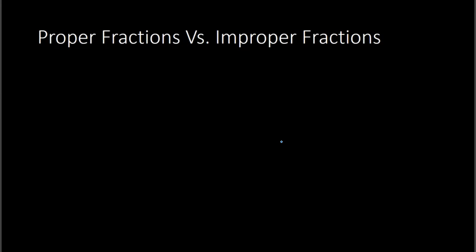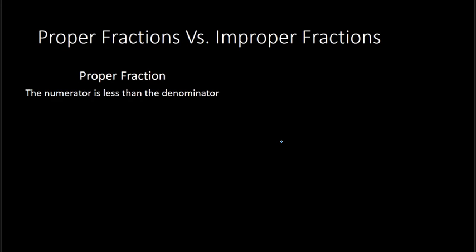Next we have proper fractions versus improper fractions. So what is a proper fraction? Well, a proper fraction is when the numerator is less than the denominator. So remember, the numerator is the top, denominator is the bottom. So for example, 2 over 3. The top is smaller than the bottom. The numerator is less than the denominator. So this would be a proper fraction.